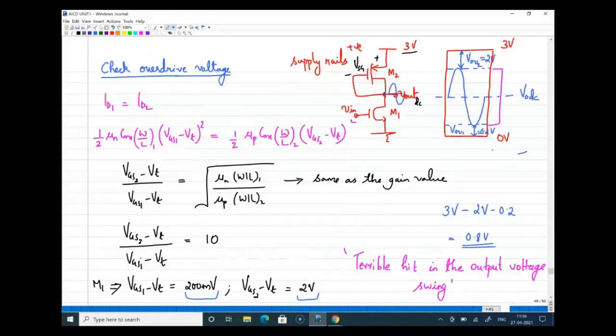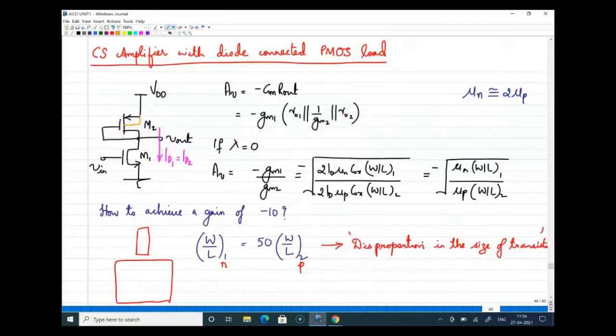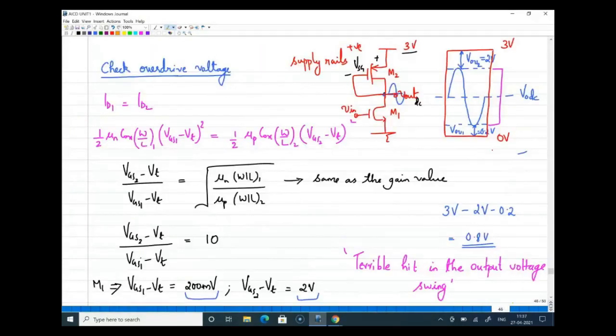I hope you remember this, because when we analyzed the circuit, there were two things we observed. One is that when I look for a specific gain, there is a disproportion in the size of the transistors. Also, when we looked at the ratio of overdrive voltages, the overdrive voltage requirement for either of the transistors will be high, and as a result your output voltage swing will be very much affected.